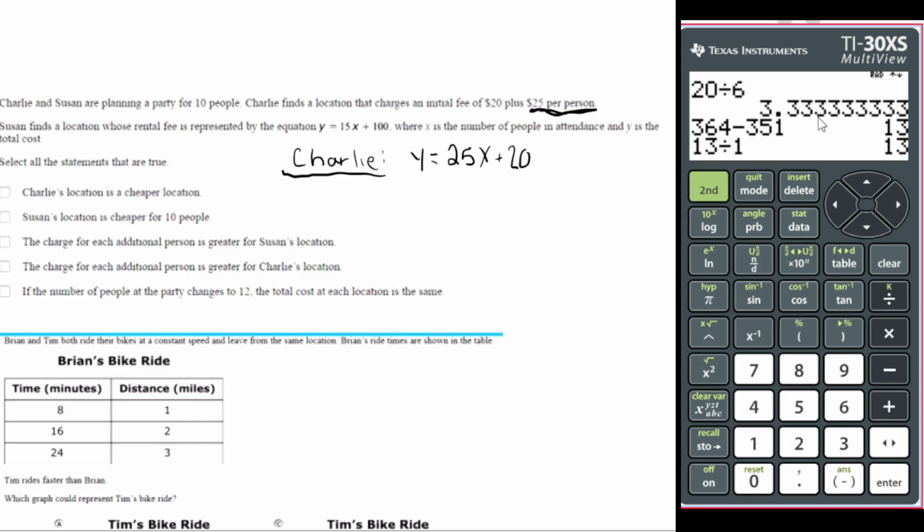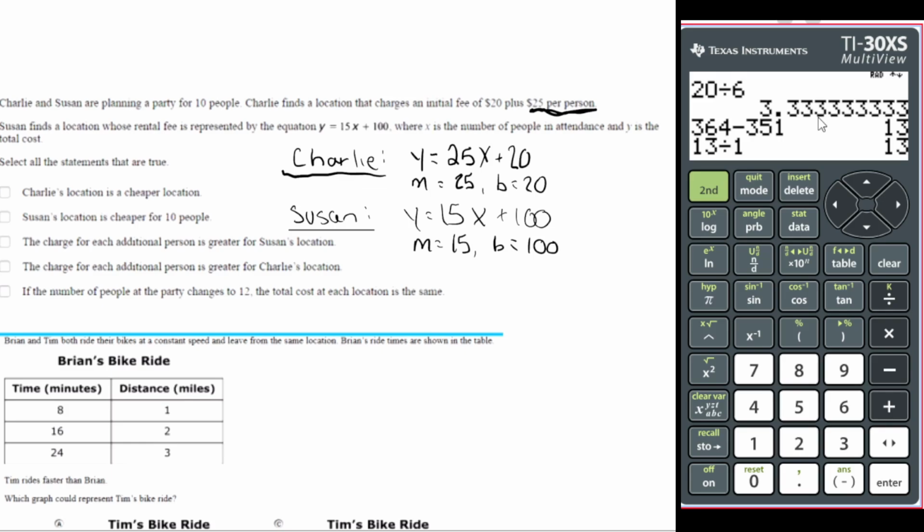Susan finds a location whose rental fee is represented by the equation y equals 15x plus 100, where x is the number of people in attendance and y is the total cost. Select all the statements that are true. So first thing we want to identify, our slope for Charlie is 25. Our y-intercept is 20. For Susan, our slope is 15. Our y-intercept is 100. I'm pulling these straight from the equation.